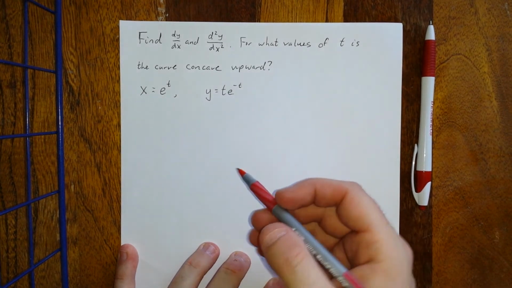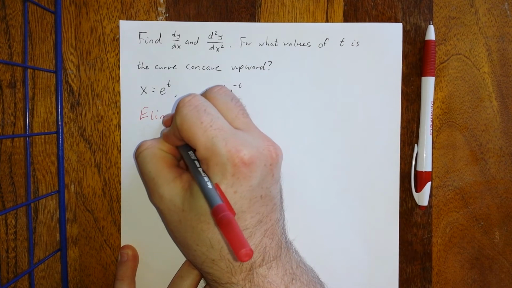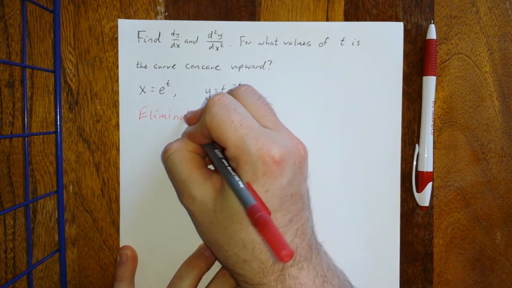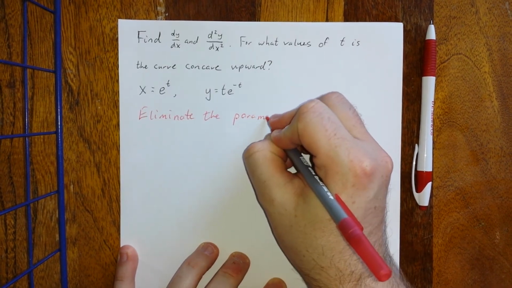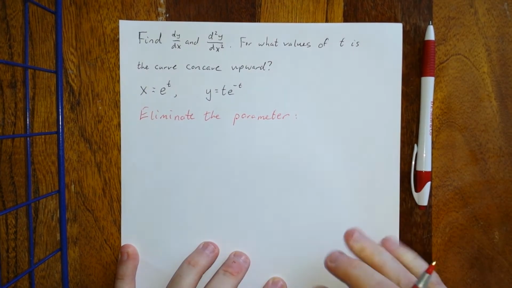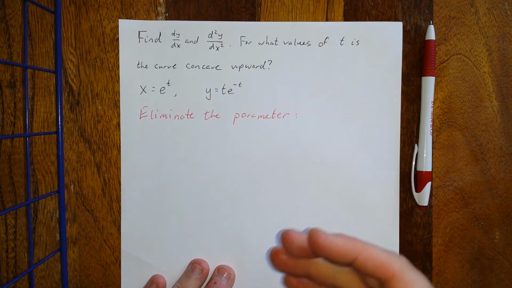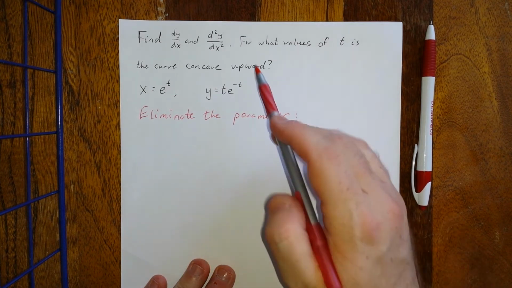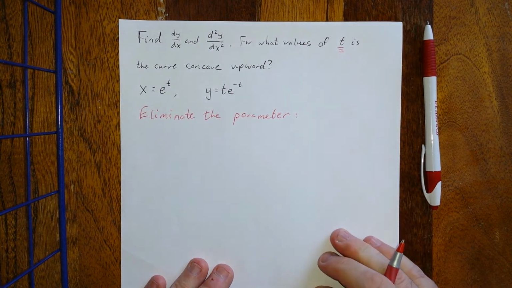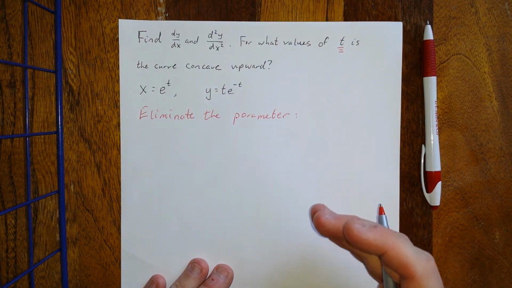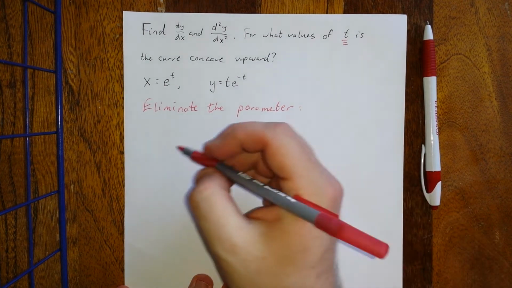So first thing I'd like to point out is good old-fashioned practice right here. I might even recommend doing this if there wasn't a very particular part of the question. Let's eliminate the parameter. Now, this step is for funsies because the problem says for what values of t is the curve concave upward. That means we want our final answer in terms of t rather than just in terms of x's and y's. So the part that's for funsies is to eliminate the parameter.